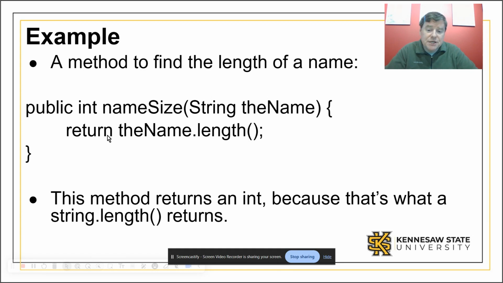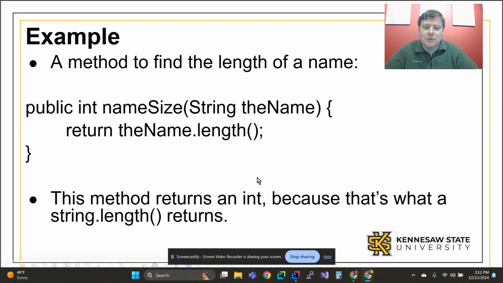And then what we're returning here is the name.length. So the name is a string, and strings have a method called length, as we talked about in one of the previous videos. And so the name.length returns the length of that string. This method returns an int because that's what string.length actually calculates for you. It gives you a number, which is the number of characters in a string.